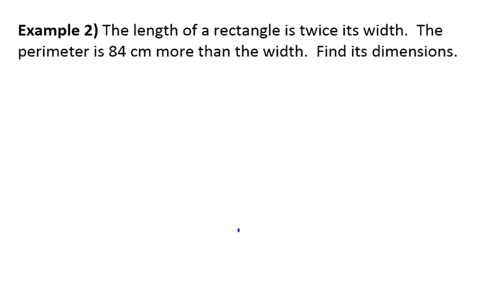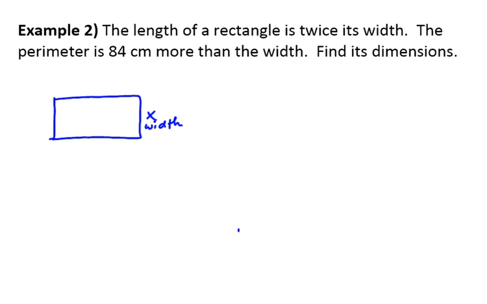On the next page, we've got example 2. The length of a rectangle is twice its width. The perimeter is 84 centimeters more than the width. Find its dimensions. All right, so let's sketch our rectangle. So we know that the width then, we call the width x. So we'll let that represent the width.